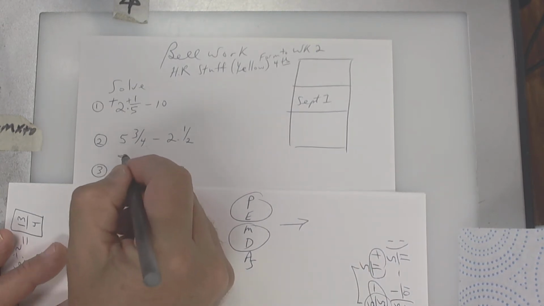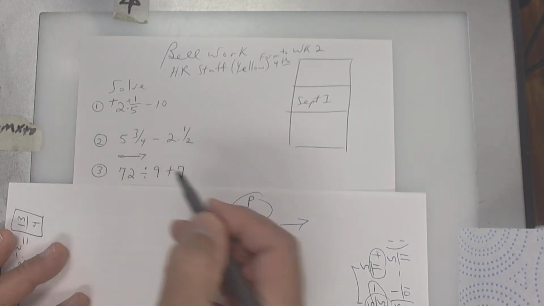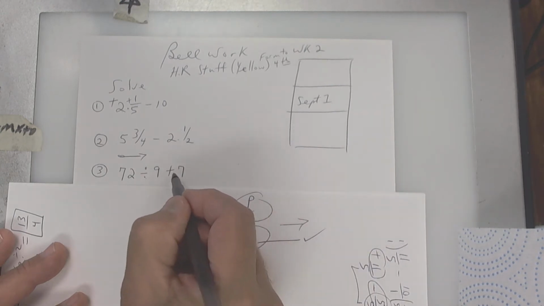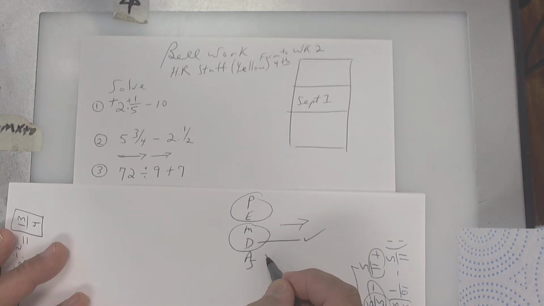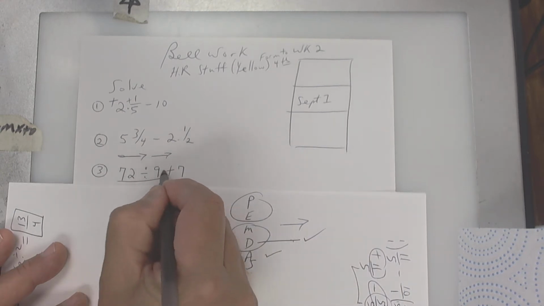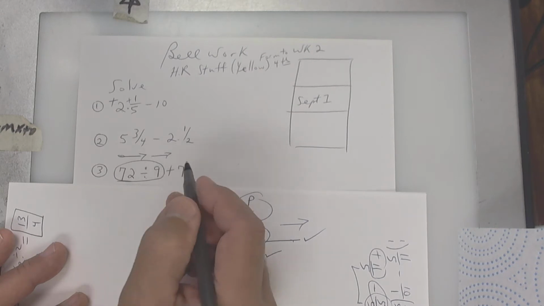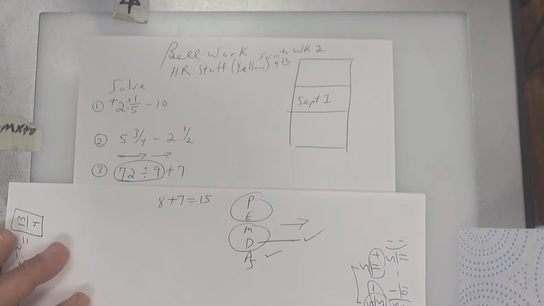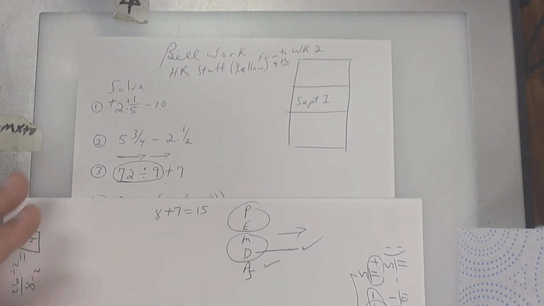So you start here. The first sign you see is division. Division is right here. Check. And the next sign you see is addition. Addition is way down here. So division is higher. So you have to do that first. So 72 divided by 9 is going to give you 8, plus 7 is going to give you 15. Make sure you follow the order of operations.